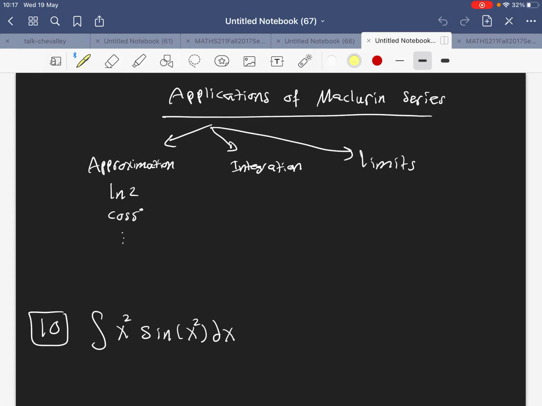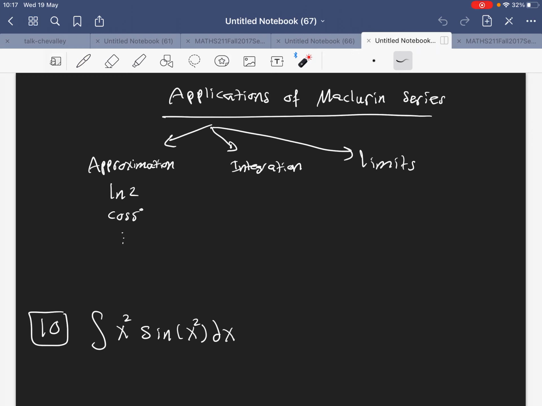Welcome back, student, to part 5 of section 11.10. Today we will discuss a very important topic which will be kind of a revision of everything we did so far. It's about the applications of Maclaurin series and Taylor series.